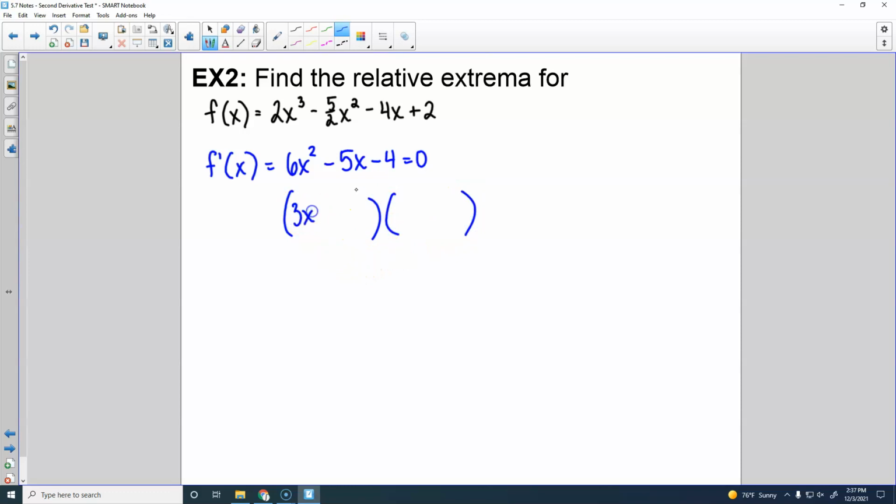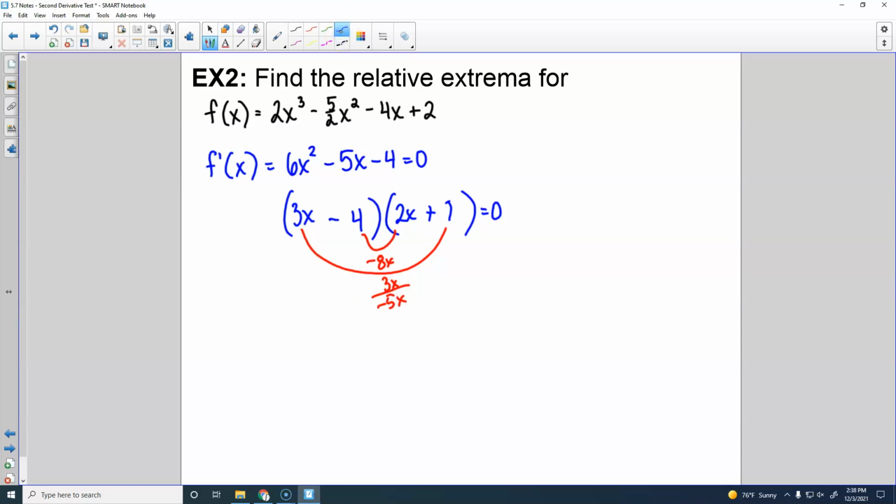Let's see. 3x and 2x minus, what's it going to be? Minus 4 here, plus 1 here. Yeah, that'll do it. So that'll give us a negative 8 in the middle. The outer terms are a positive 3. That gives us our negative 5 that we need. This is negative 8x. And this is positive 3x, which gives you that negative 5x.